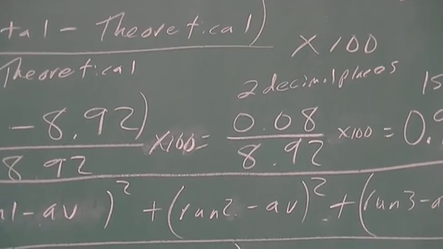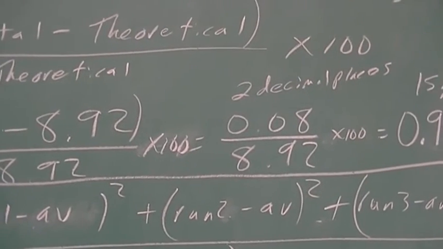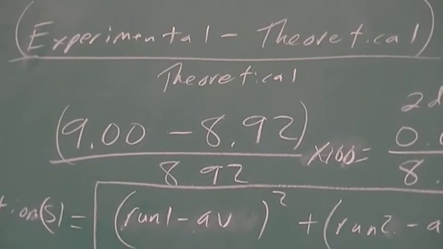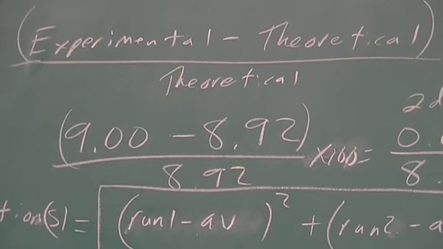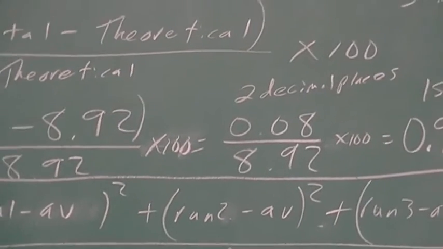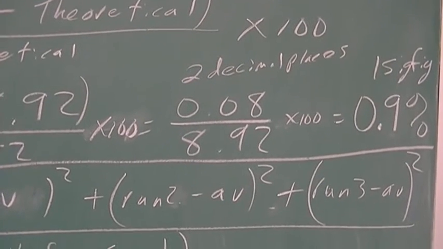That's what the calculator says, and that's all we need, 0.08, divided by 8.92. So that was a subtraction. We used the subtraction rule, decimal places, two decimals, two decimals, two decimals. Now we're doing a division, and we have to use the number of significant figures.